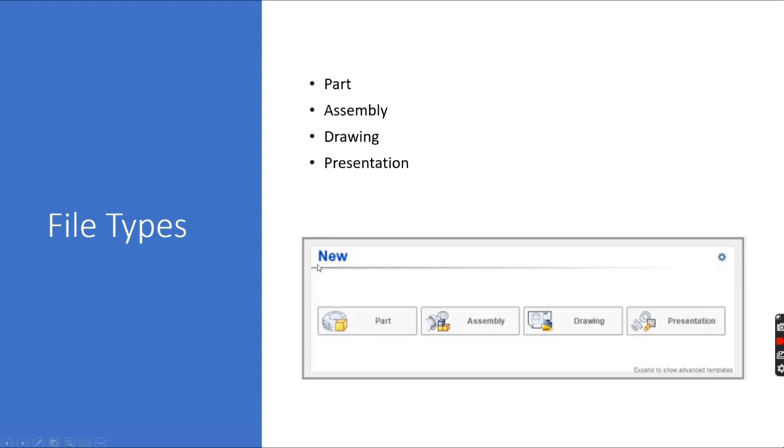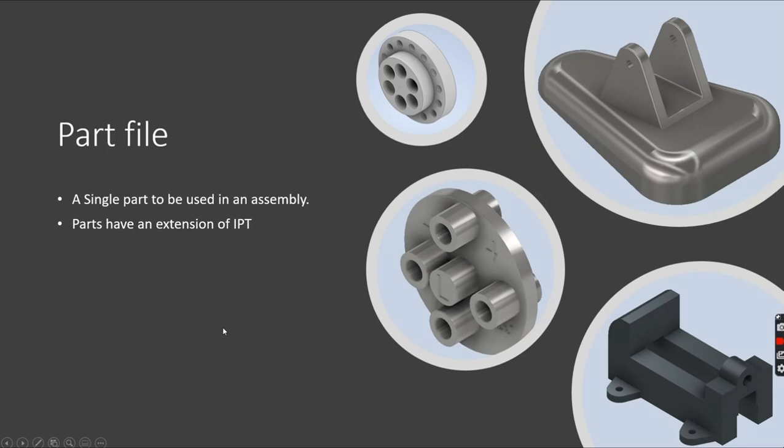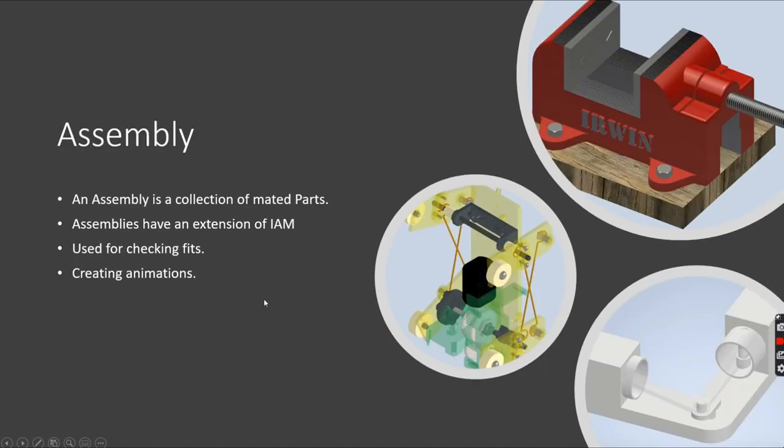When we create a new file, we will be given the option of which one we want to do. Okay, a part file. Part file is what we start with. It's what we're going to draw. It's a single part to be used in an assembly. The part file will have an extension of IPT. Okay, and here's some examples of some part files.